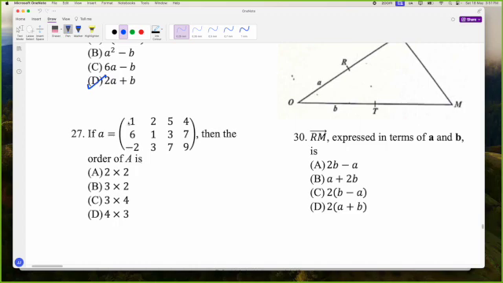If A is this big ugly looking matrix here, then the order of A is, well, we look at the rows first. 1, 2, 3 rows by 1, 2, 3, 4 columns. So it's a 3 by 4 matrix, which is C.